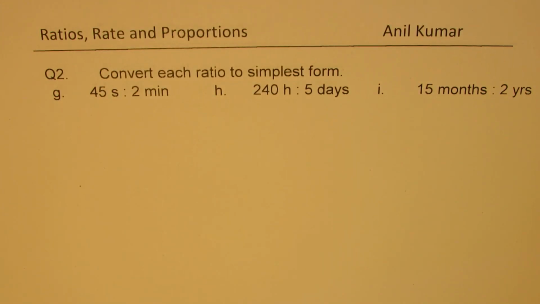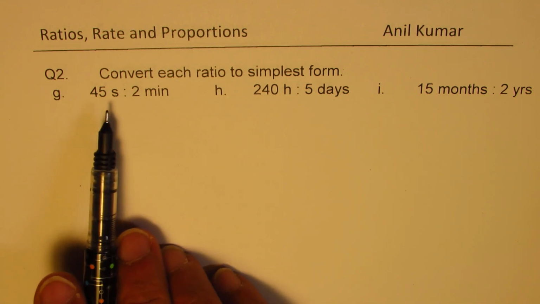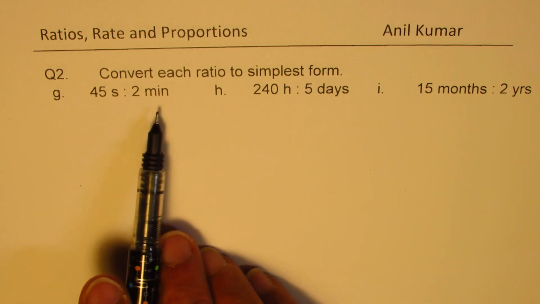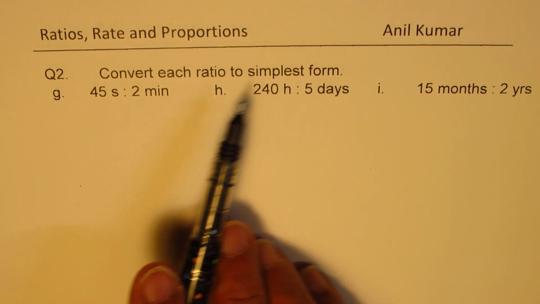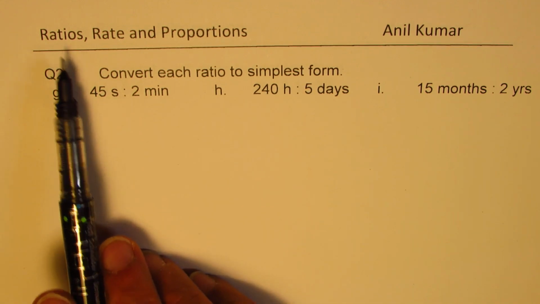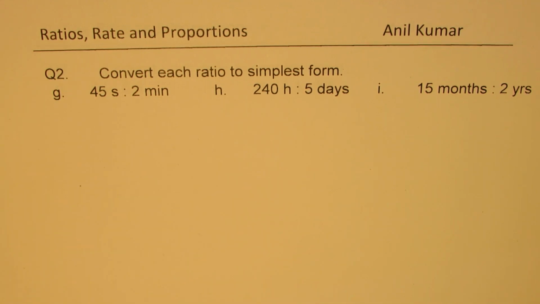Question number 2 is to convert the ratios to simplest form. However, we have been given the units. For example, the first one is 45 seconds and 2 minutes. So we need to first write them in the same units and then write the ratio in simplest form. Remember, ratios are always written in the same units, right?